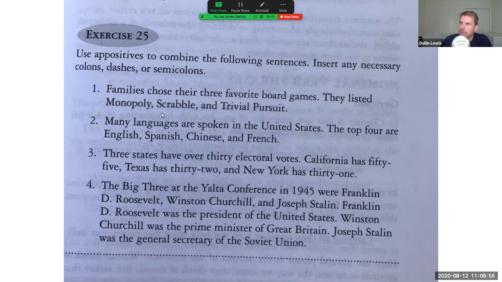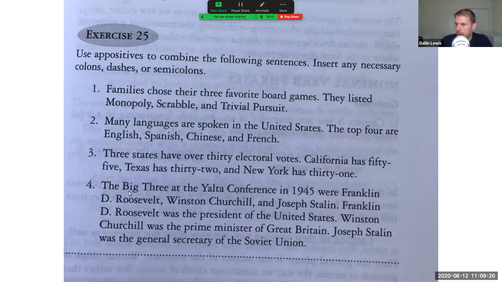No, I got to keep the top 4. So I would say the top 4 languages spoken in the United States. No, because I need a better verb there. I guess I'd use a semicolon and just make it 2 separate sentences rather than try to make that an appositive sentence. I don't think it really works.